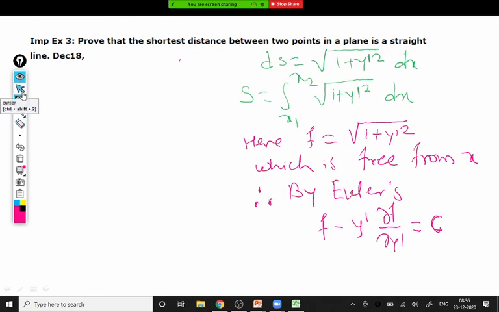You can tell me the value of f now. What is f? f is the square root of (1 plus y dash square), minus y dash. What is ∂f/∂y dash? This is the important step.